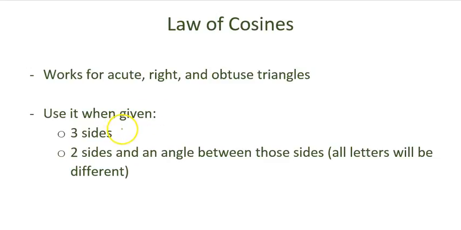We're going to use the law of cosines when they give us three sides, or we know three sides of the triangle, and also when we know two sides and an angle between those sides. And you recognize that situation because all of the letters naming the sides and angle will be different. So those are the two times that you're going to try to look for to use the law of cosines.